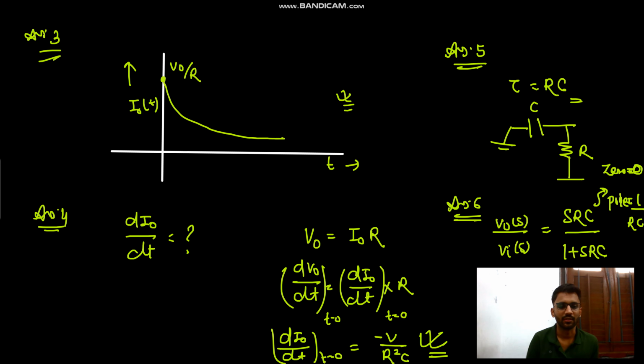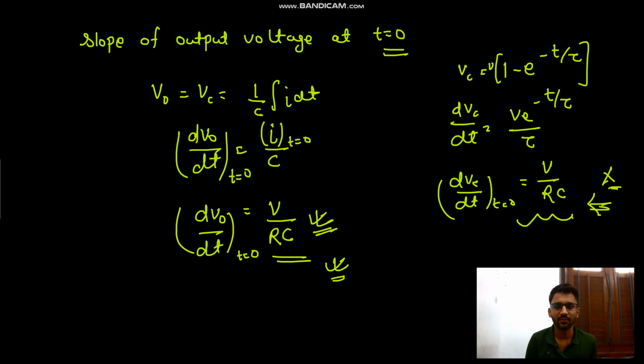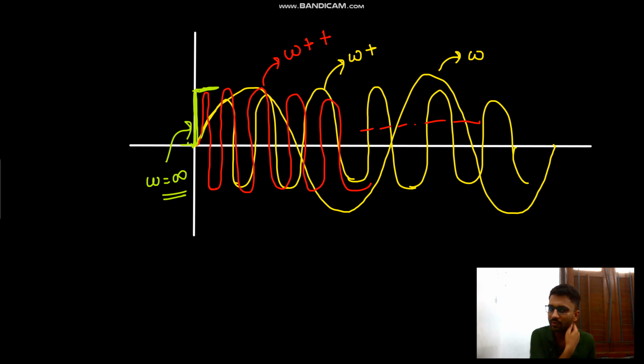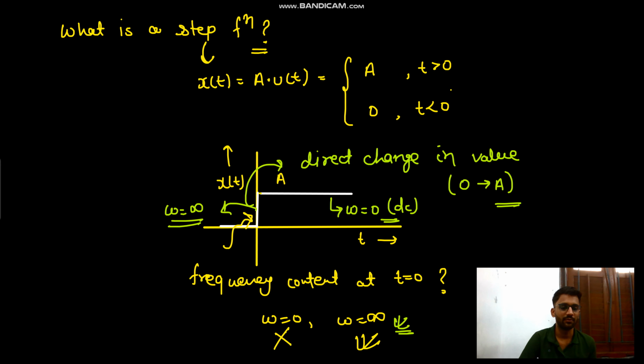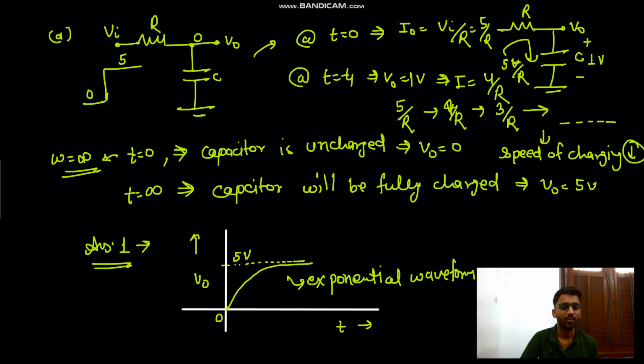So that's it about the first video. So what did we see here? In the last video we saw what a step function is. Then we saw these six items: output waveform, slope of output at t equals 0, output current waveform, slope of output current at t equals 0, then the time constant of the circuit, and then the pole and zero. This was one very simple question, and most of the time this is the first interview question.